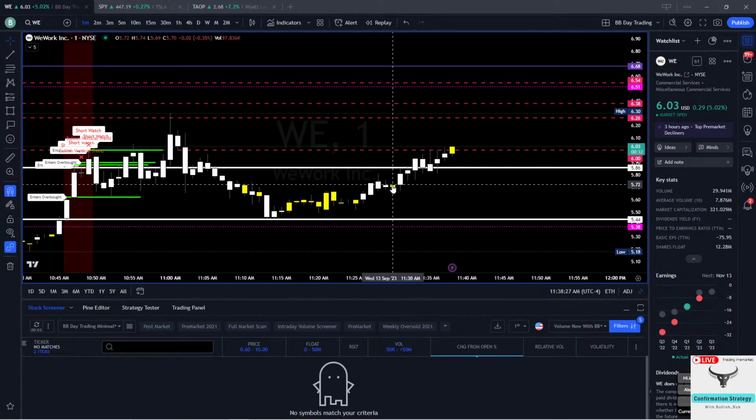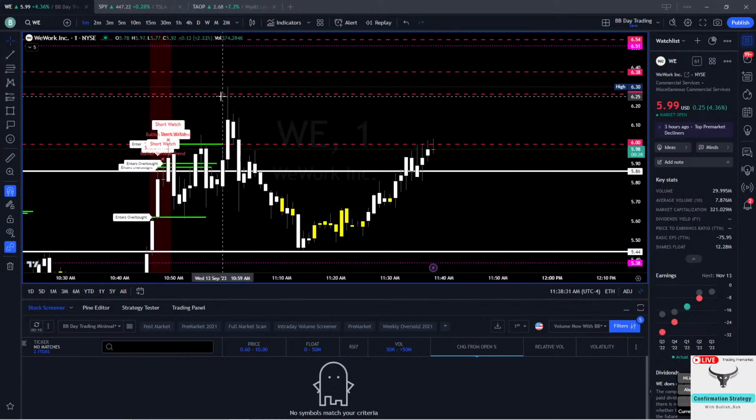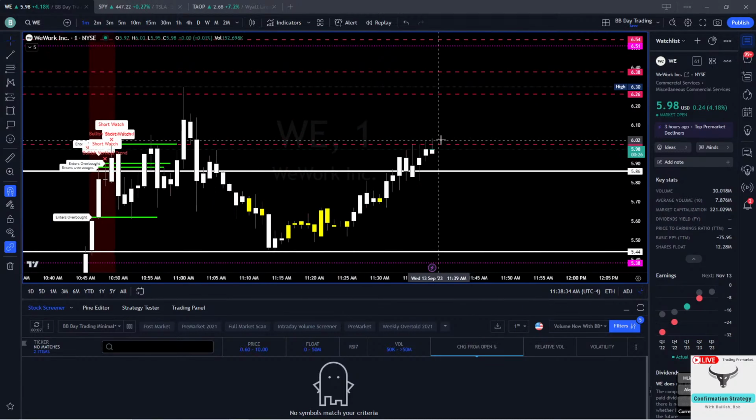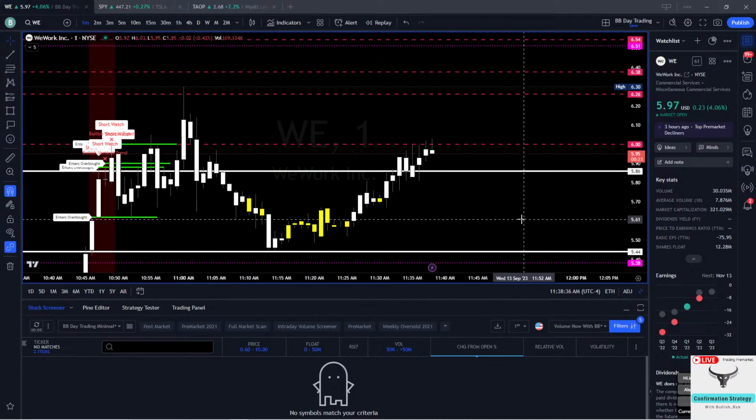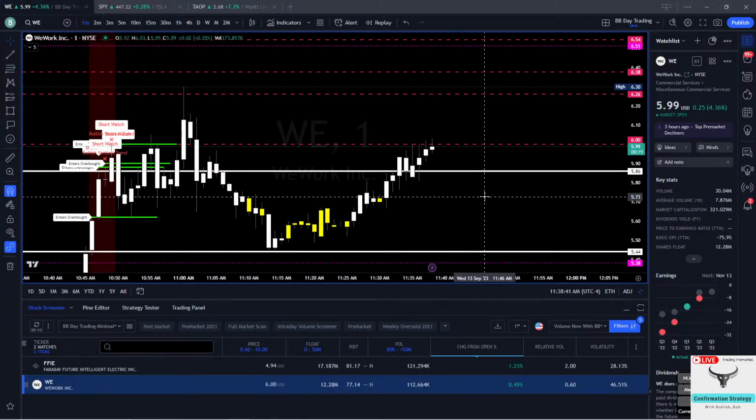So we've got WE moving in the right direction here. It's moving up. What's it going to do? Had a big knife over here. Let's see what it does here. Testing of resistance. Close over that level is what we want to see, but keep in mind, this is not the bullish momentum confirmation we're looking for.